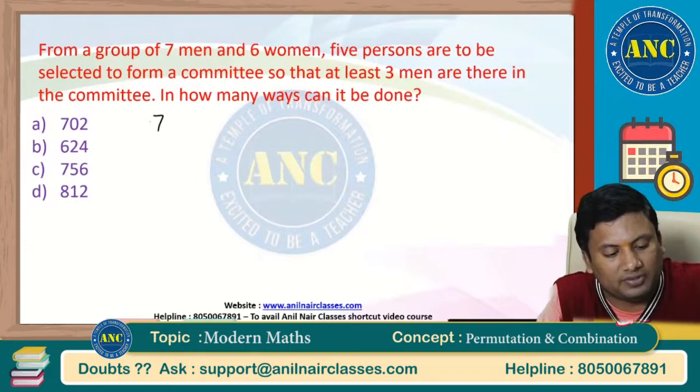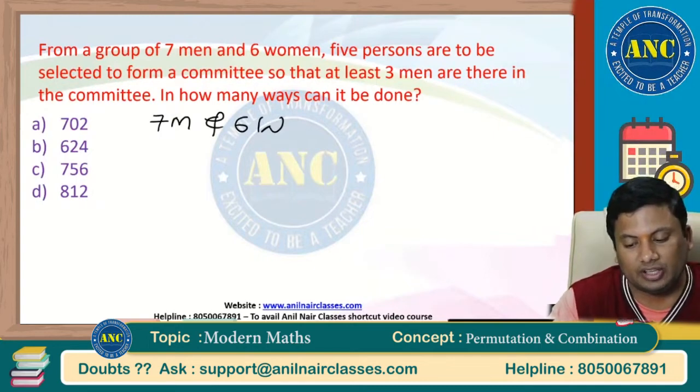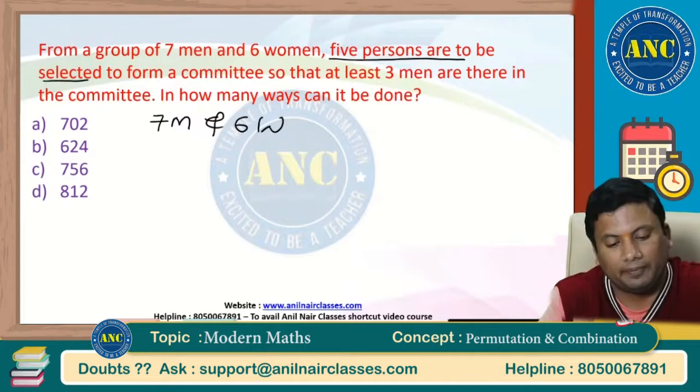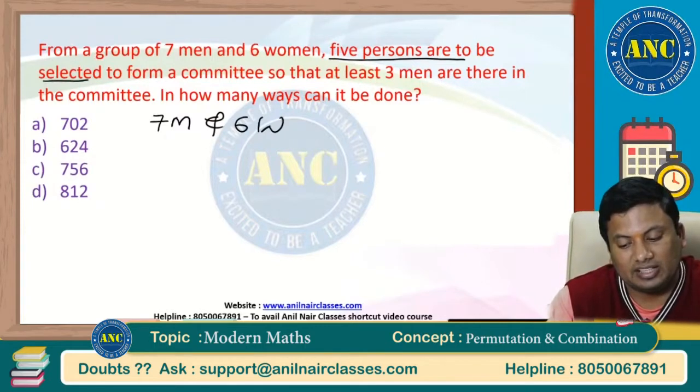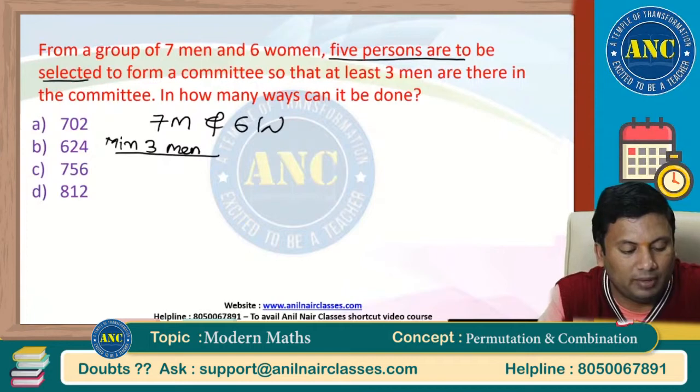In a group of 7 men and 6 women, 5 persons are to be selected, I need to select 5, to form a committee such that at least 3 men are there in the committee. Minimum 3 men should be there. If a minimum of 3 men is there, then I can select 2 women. This is the first condition.